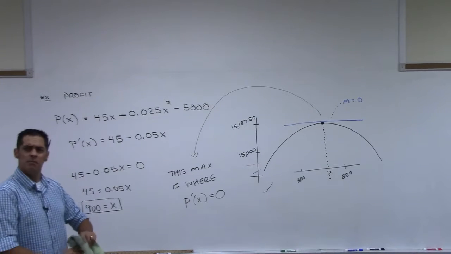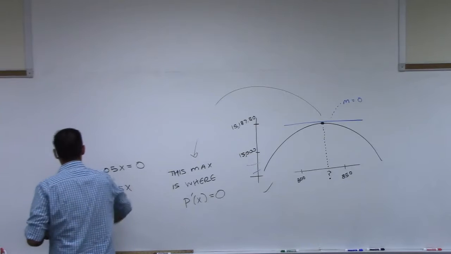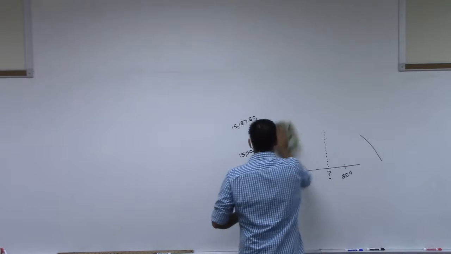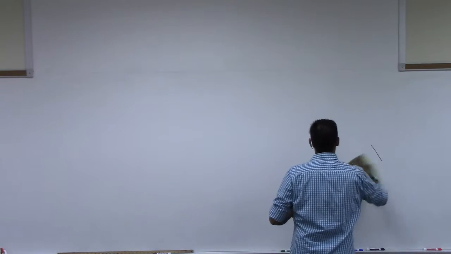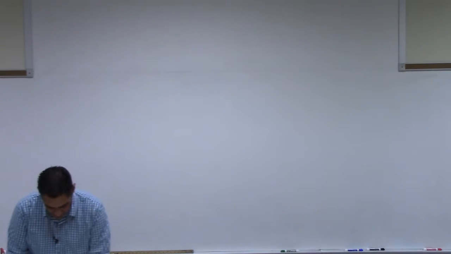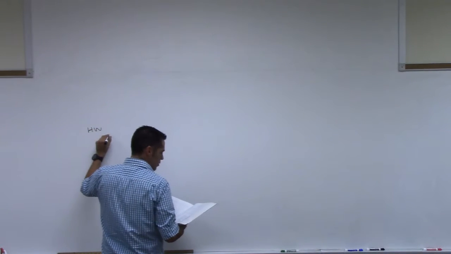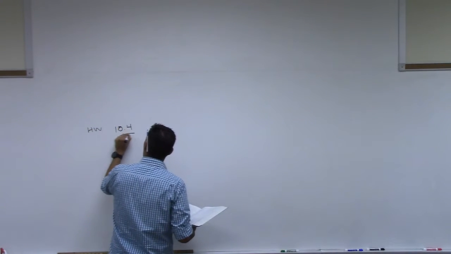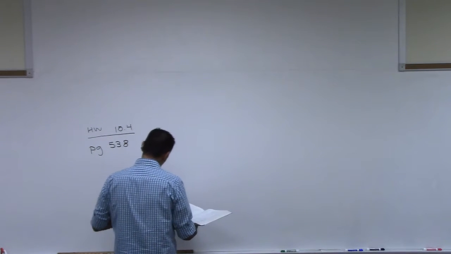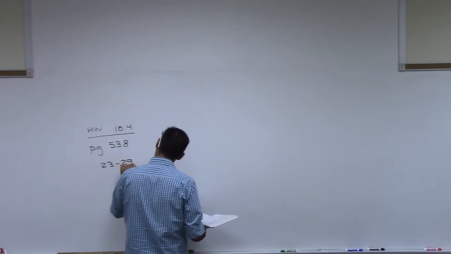Here's what I'd like you to do for homework. We're not done, but I'm going to change the homework assignment for this section. It's going to still be the same problems out of the book, but my instructions are going to be different because the book does some stuff that I don't really care for. All right, so for this homework, for 10.4, this is on page 538. Here's what I want you to do. I want you to do 23 through 29 odds.